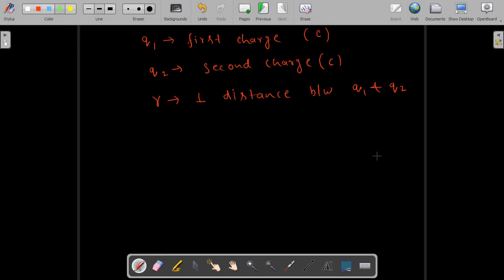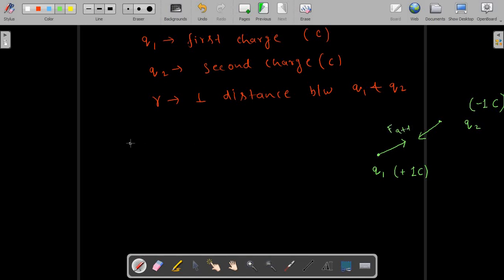Suppose I'm taking a force. Suppose Q1 is this, Q2 is this. If Q1 is plus 2 Coulomb charge and Q2 is minus 1 Coulomb, since they are opposite charges, there will be attraction between them. So I can represent it like this, going towards each other. Attraction, F.